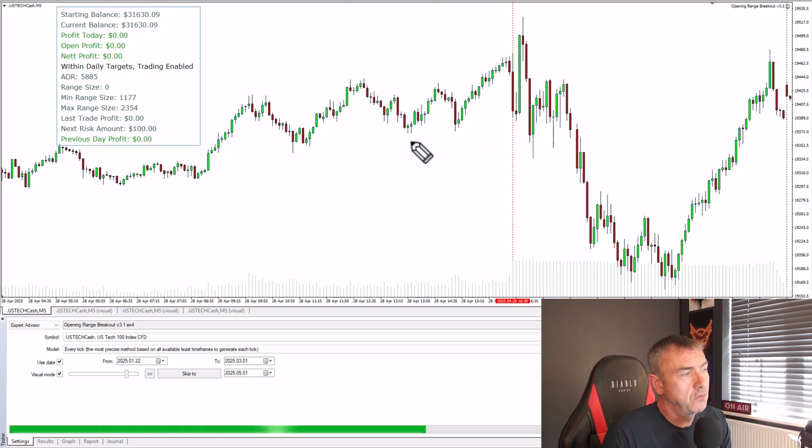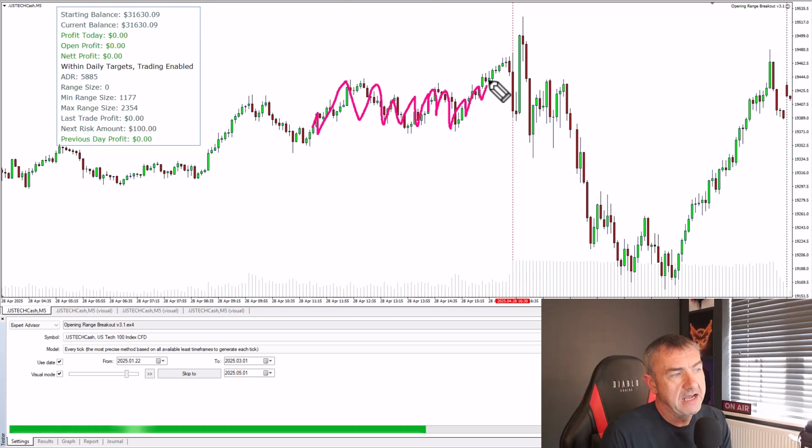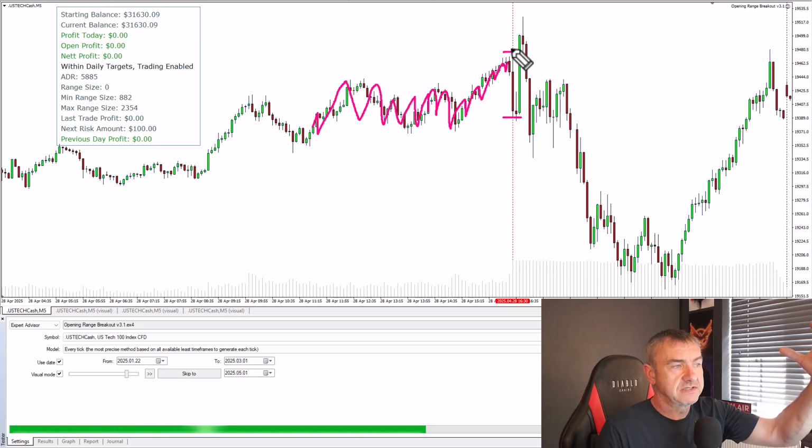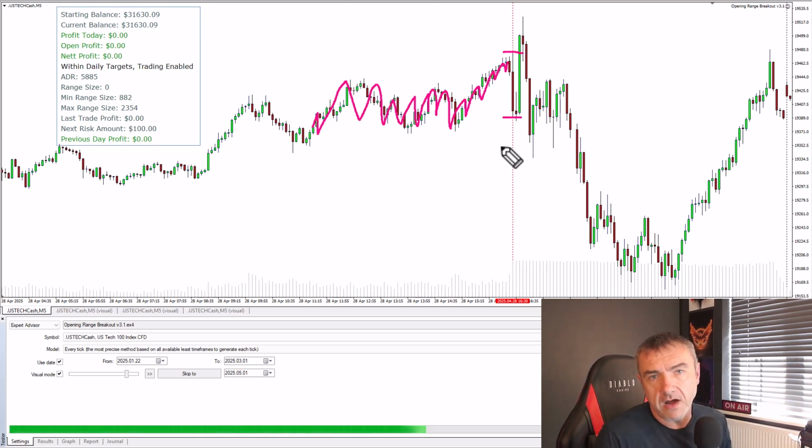And as you can see, before the open, you tend to get quite rangy, small candlesticks. And then all of a sudden, as soon as that candle goes in at 9:30 New York time, the size of the candlestick is like 3, 4, 5 times larger than normal, where that volume comes in and the market comes alive.